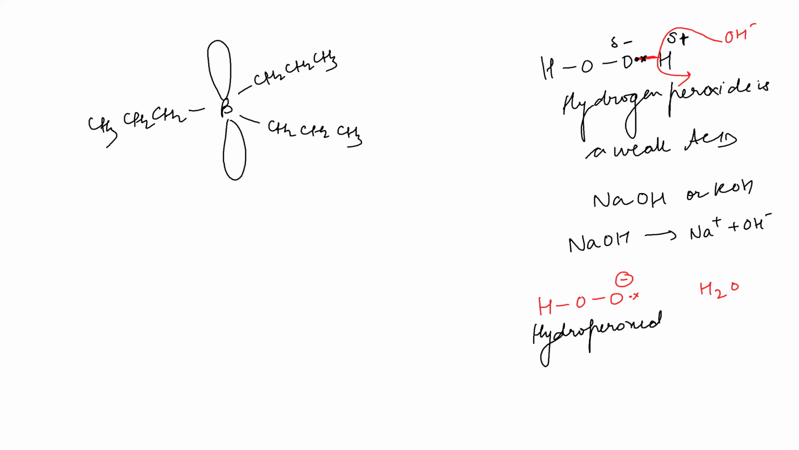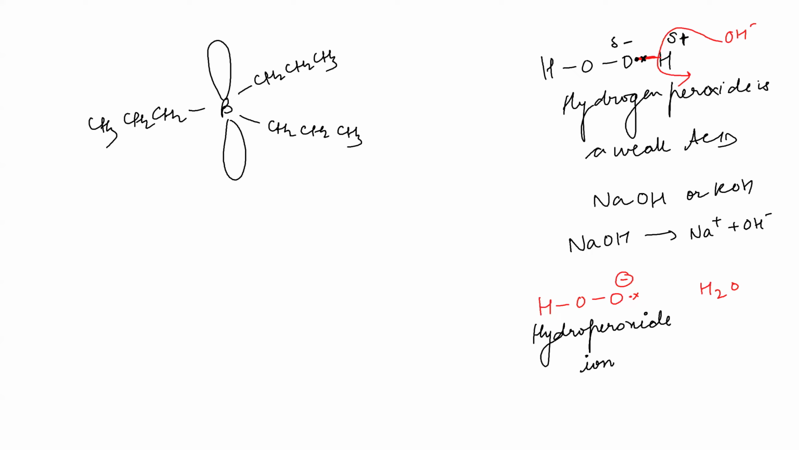And because we will have a water here, so this is going to be a hydroperoxide ion. This is actually going to be a hydroperoxide ion. Are we understanding? Because this is a hydroperoxide ion, so we will have HOO negative and water. Understood? Got it? Now, this is there, right?